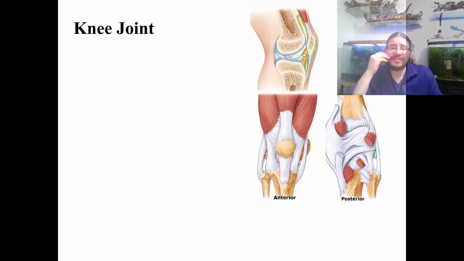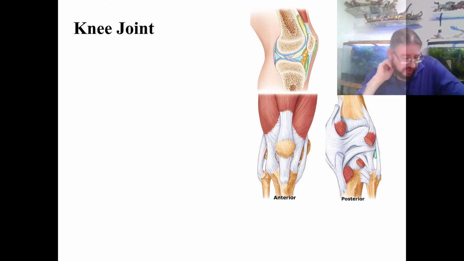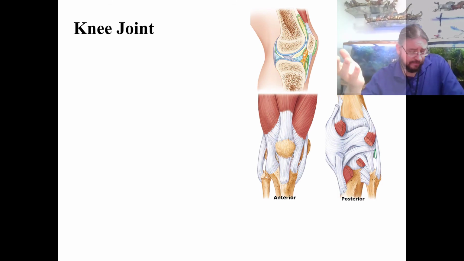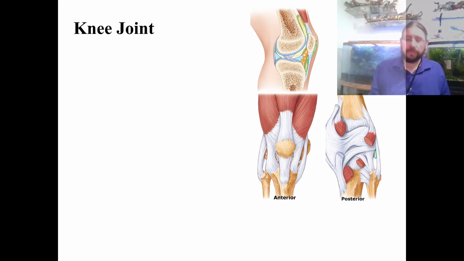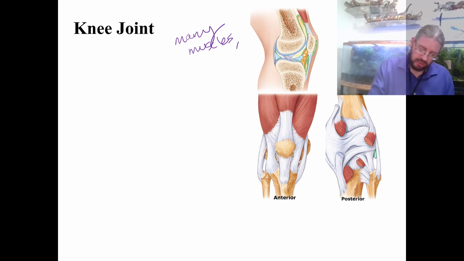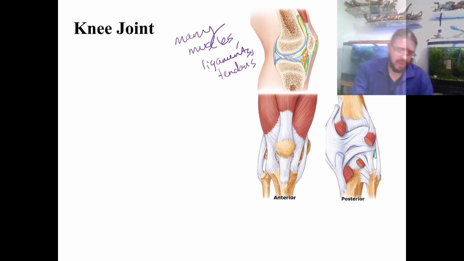The knee has a lot of muscles and tendons and ligaments associated with it. So many muscles, ligaments, tendons, which means if you're going to have that much stuff wrapped around your knee, you've got to have bursae. And there's 12 plus bursae, right?